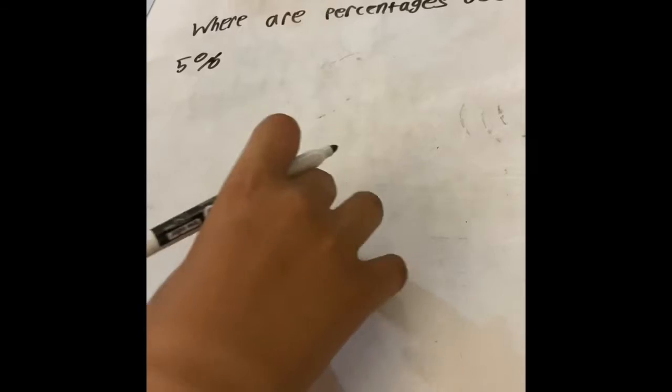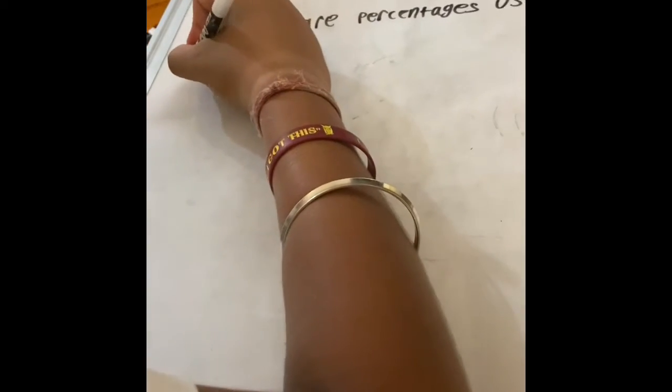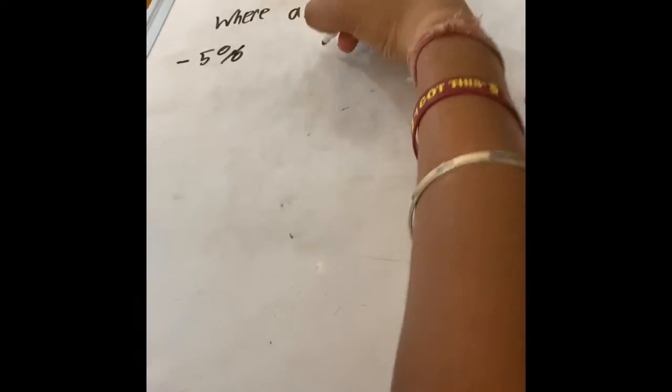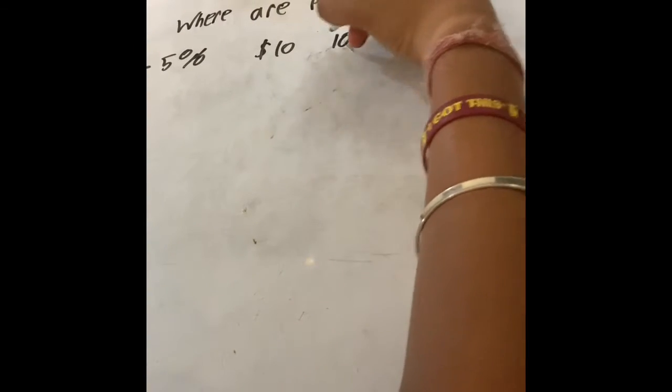So now the question is, where are percentages used? When you go inside a store and there's something that is 5% off the original price, you're not paying exactly 100% of the price. You're paying 5% less. Also, when you have tax, let's say $10, and there is a 10% tax rate, then you would pay 10% greater of the $10.